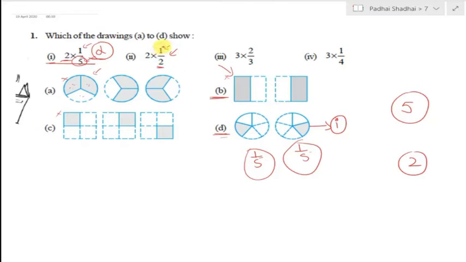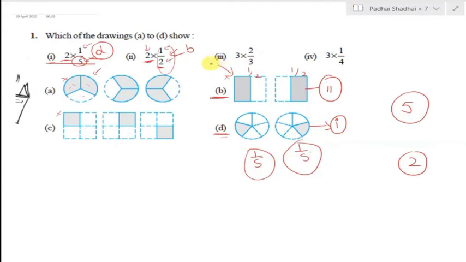1 is shaded out of 2, so it can be said that it is the fraction 1 by 2, and there are total 2 such fractions. So it is 1 by 2, 2 times, so it is 2 into 1 by 2. So the second number is represented by B, and for B here we will write down 2.